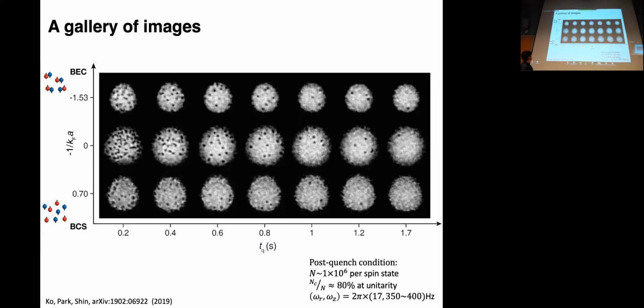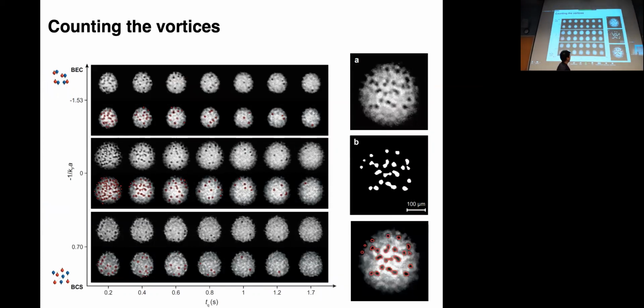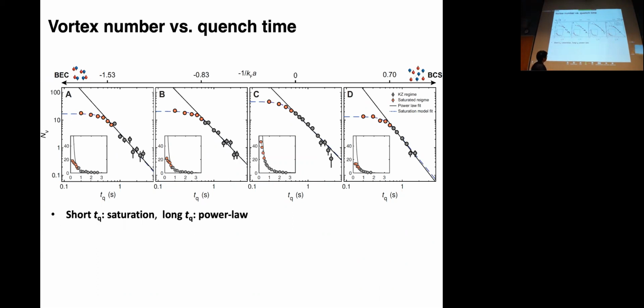And we collect these images for different interaction strengths as a function of the quench time. And once we've collected these images, we can try to detect and count the vortices and plot the average number of defects, of vortices, that we see as a function of the quench time for different interactions. So this is BEC side, BCS side, unitary. And a general feature of all of our data sets is that for very short quench times, we see a clear tendency of saturation of the defect number, whereas for rather longer quench times, we see a power-law regime.